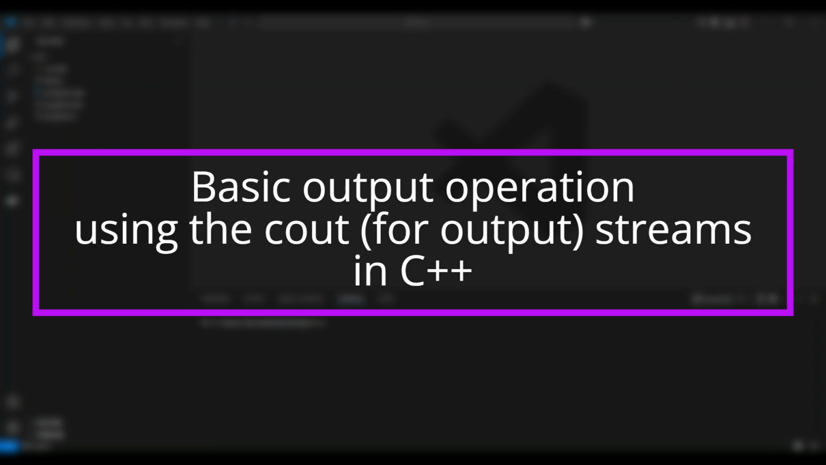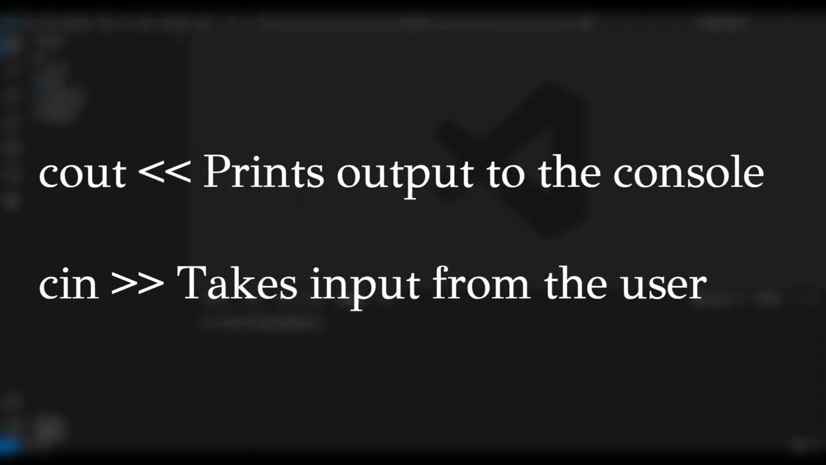In today's video, we are seeing basic input and output operations in C++. In C++, basic input and output operations are performed using the cin for input and cout for output streams, which are part of the iostream library.